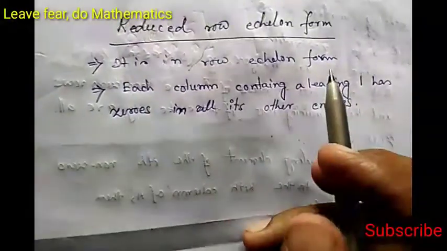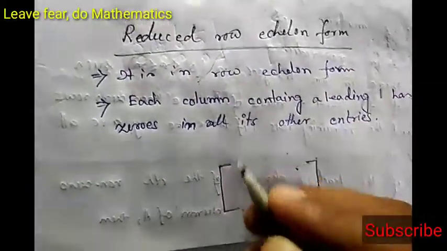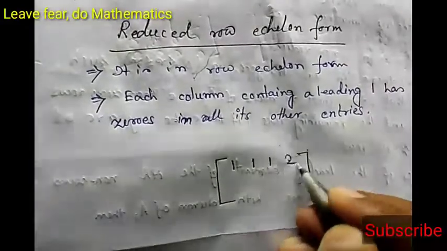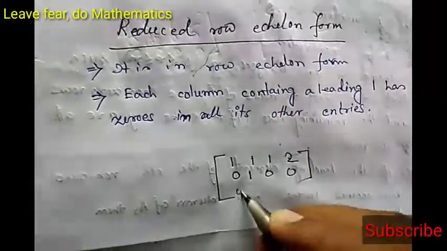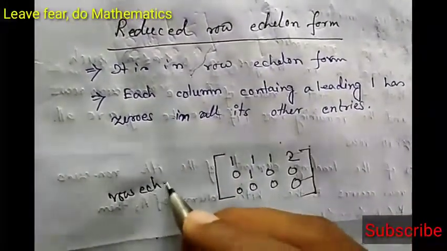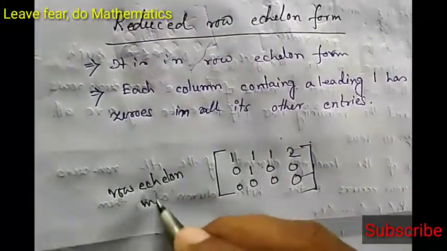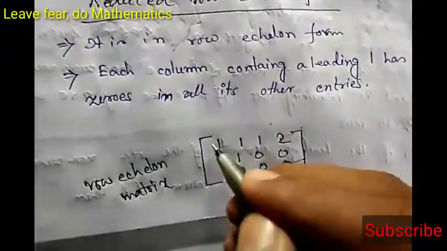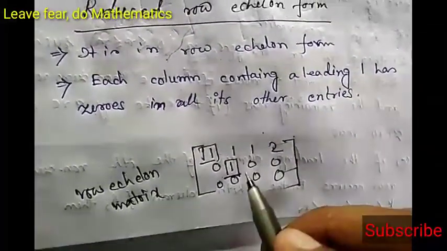Okay, so let us look at an example. First, it is row echelon form. So let us take a matrix in row echelon form. Let us take the previous example, that is 1 1 1 2, 0 1 0 0, and 0 0 0 0. This was our previous example. So this is a row echelon matrix. We have to make it reduced row echelon form. So the first condition is satisfied. Now the next condition says each column containing a leading 1. So this is a leading 1, this is a leading 1.